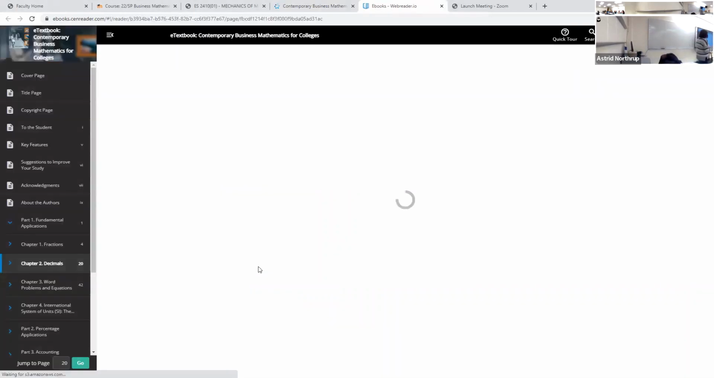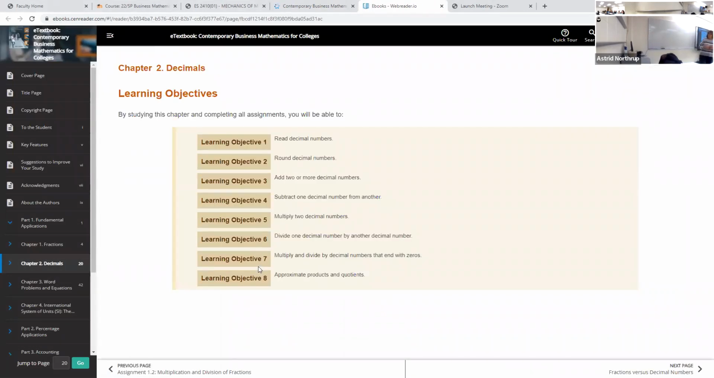Decimals, once again, for many of you may be a review, but decimals are just another way of expressing partial numbers that are not exactly equal to a whole number, or could be equal to a whole number. The learning objectives are listed here: you can read decimal numbers, round decimal numbers, add, subtract, multiply, divide, and approximate products, which are multiplications, and quotients.